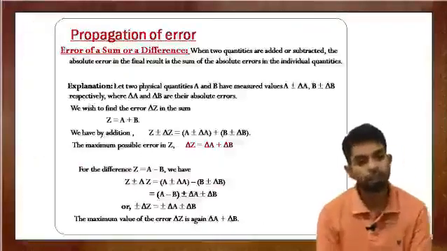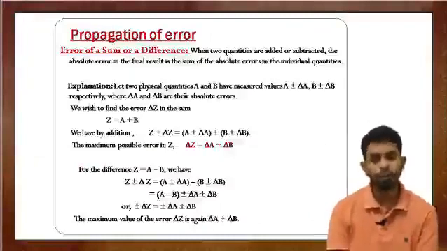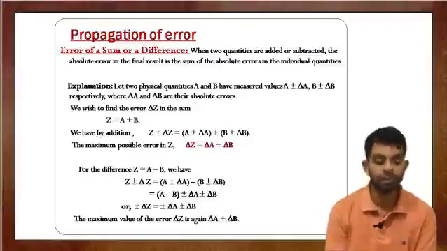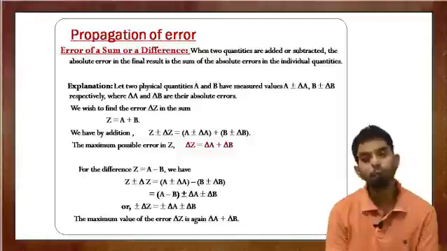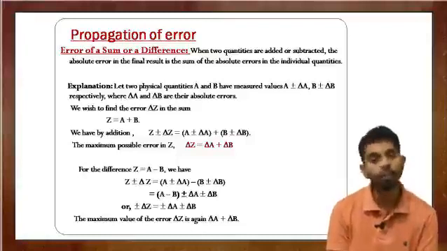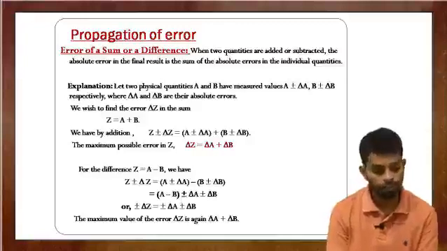Now propagation of errors. Generally when we measure two or more quantities and we add, multiply or divide them, what will be the resultant error? First I will discuss the error of a sum or difference. When two quantities are added or subtracted, the absolute error in the final result is the sum of the absolute errors in the individual quantities. So let us discuss this topic.